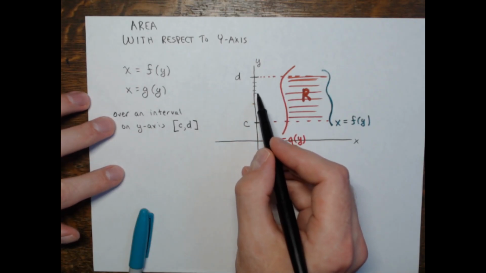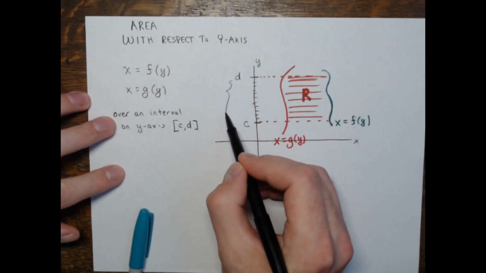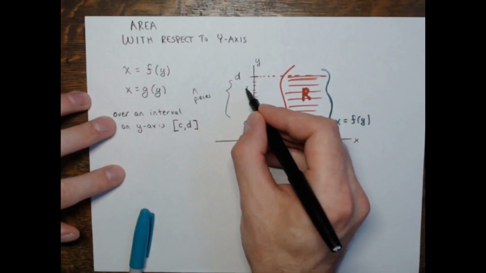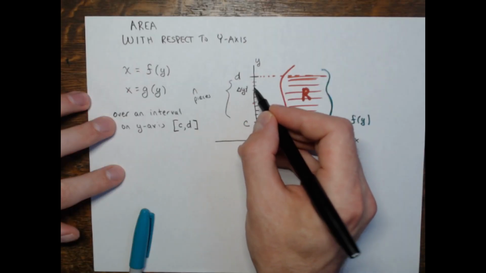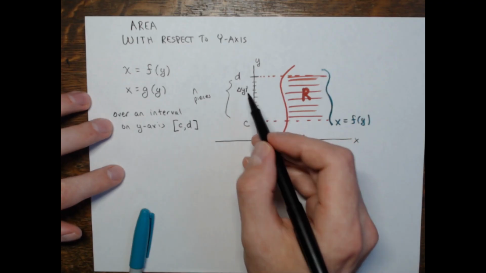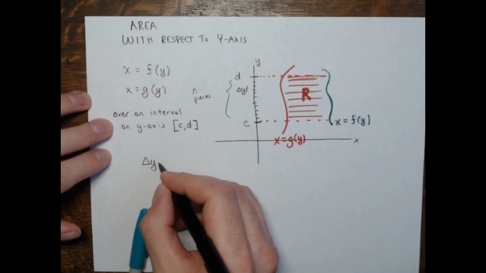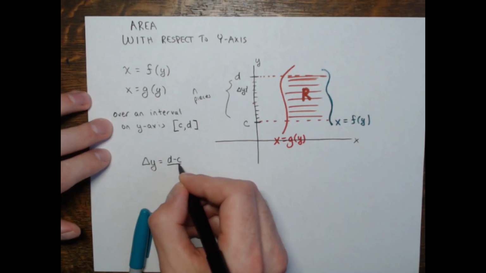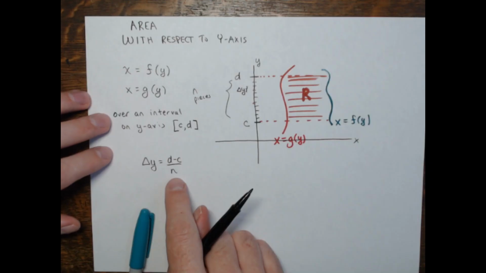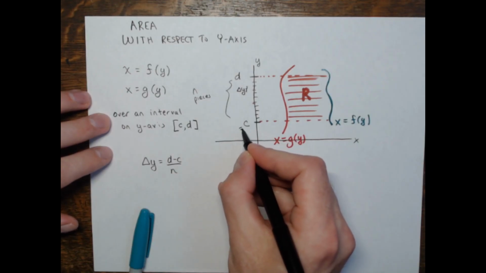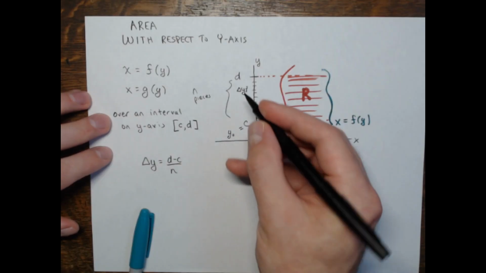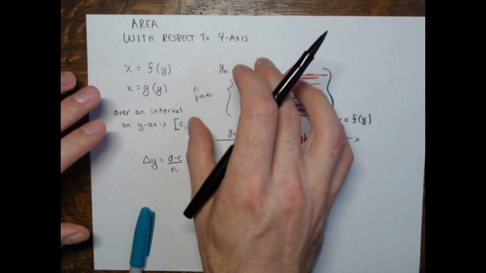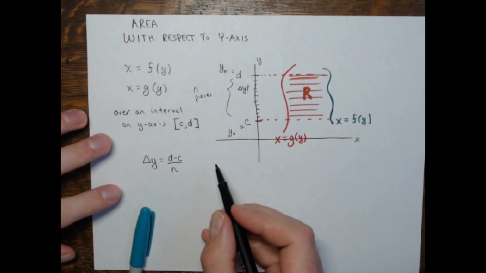So I would break this interval up into n pieces, n subintervals here. But each one would have a delta y height now, some change in y, and this delta y will be the length of this interval, which is d minus c, top minus bottom, divided by n, the number of pieces I want to break it up into. The lowest value here would be called y sub 0. The highest value would be called y sub n. All very usual, very much like when we were doing it with the x-axis.